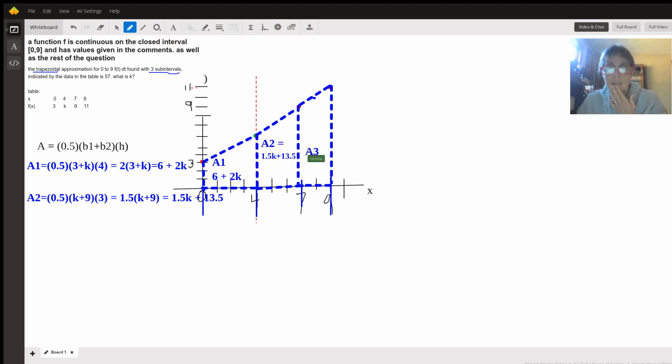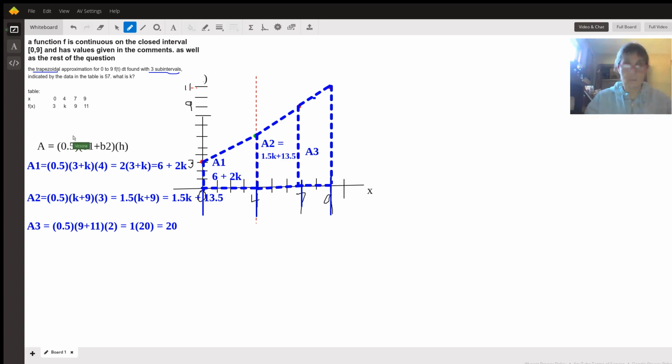Okay. Now, area 3 should not have any k's involved. It is 1/2 times this base is 9 tall, and this base is 11 tall. And the distance between them is just 2. 1, 2. And so that equals 1/2 times 2 is 1 times 9 plus 11 is 20, which is 20.